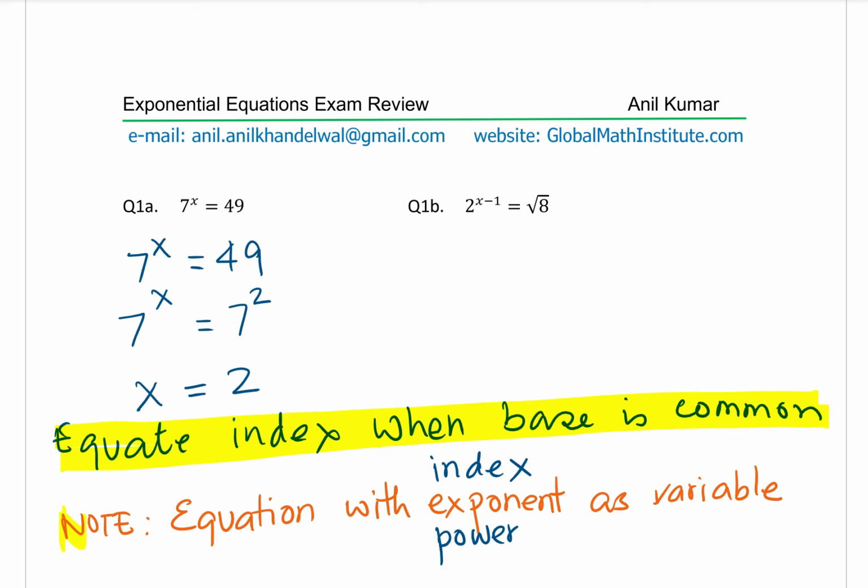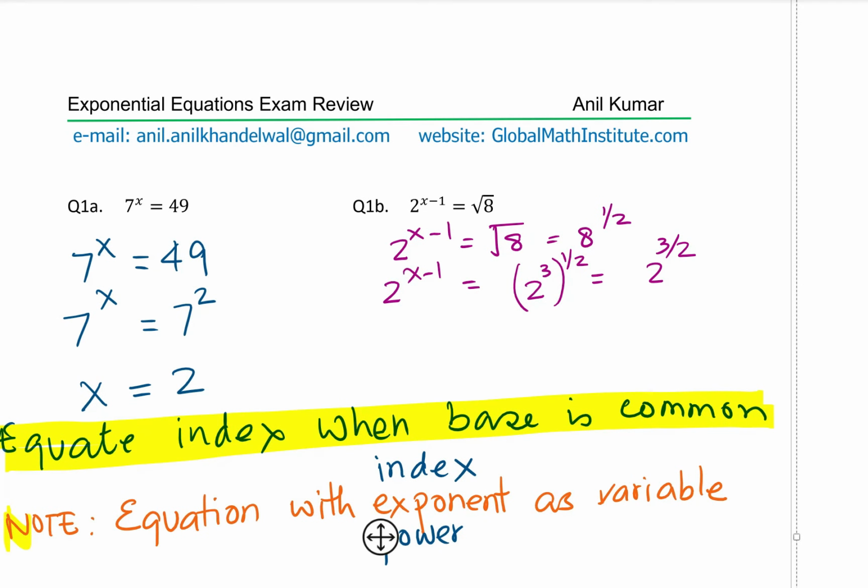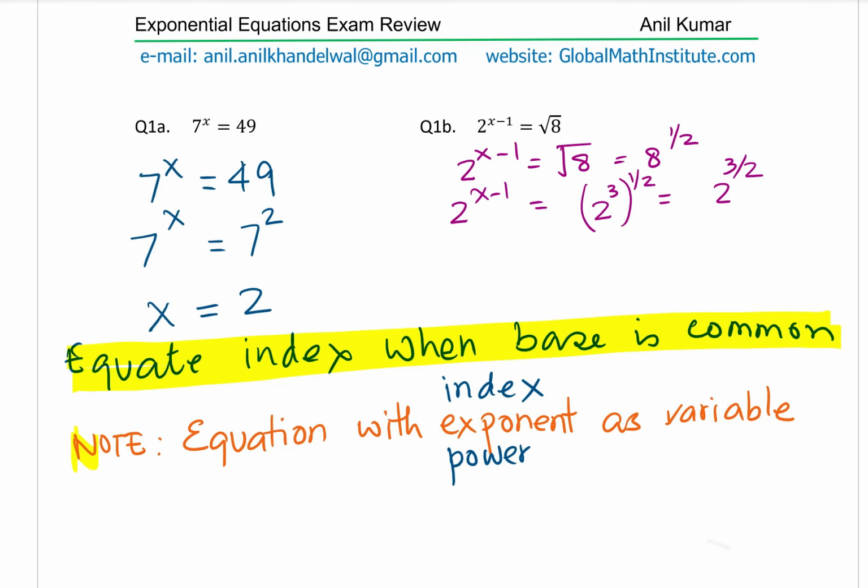It says 2 to the power of x minus 1 is square root of 8. Now we need to write square root of 8, which you could think about as 8 to the power of half, in terms of 2 to the power of what? Well, 8 is 2 cube, so you could write this as 2 cube and then a power of half. So that gives you 2 to the power of 3 by 2. Now we've got the same base. We need to solve for x. How do we do that?